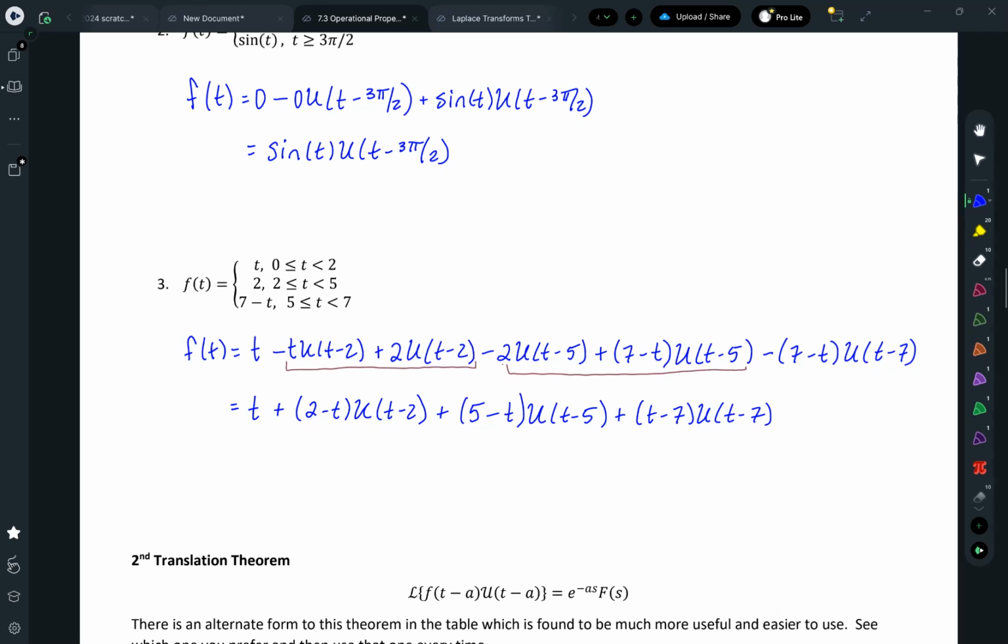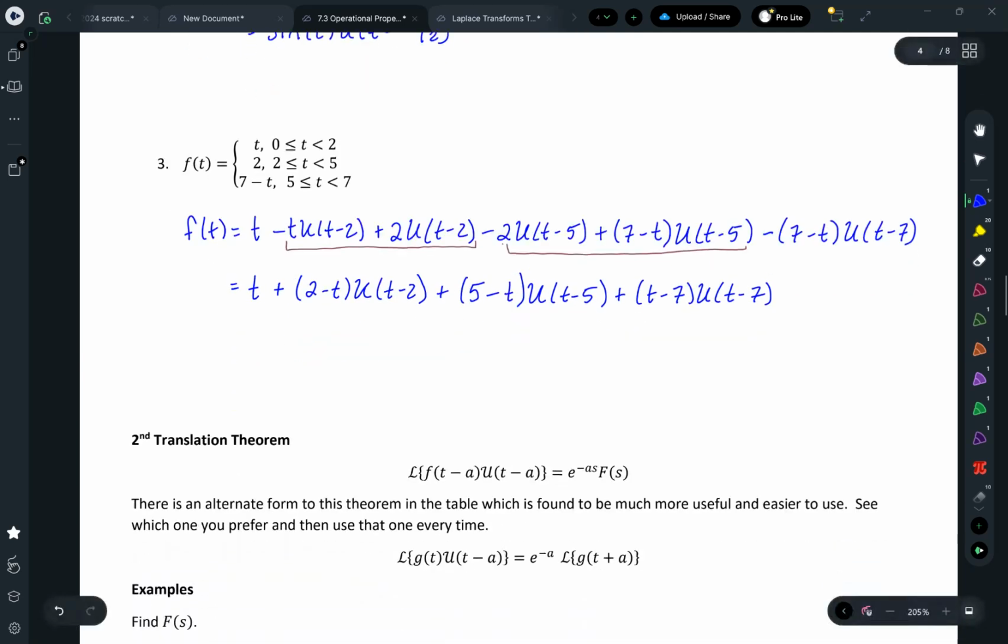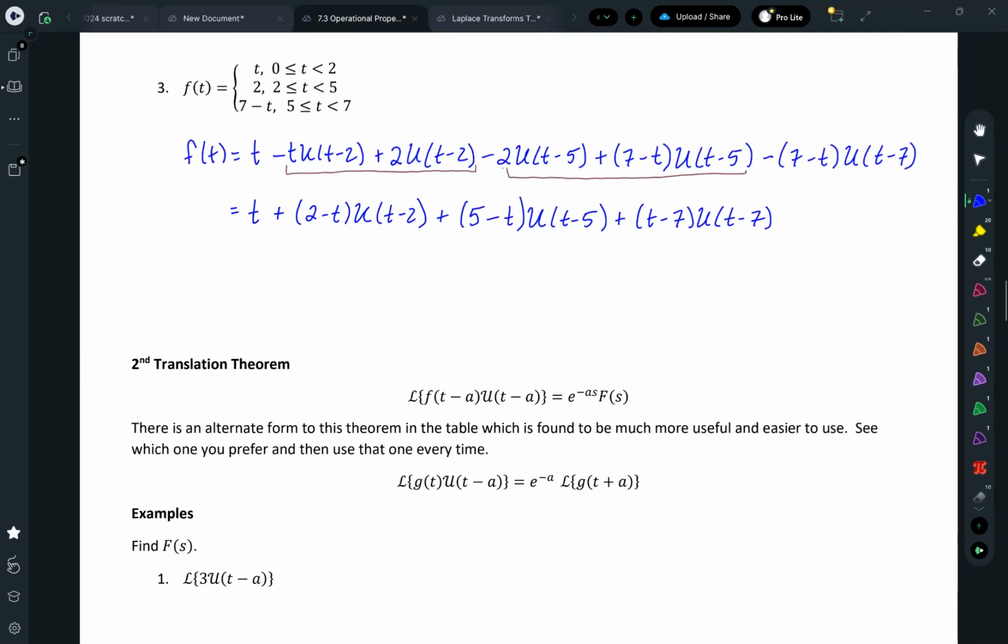Now we can actually talk about the second translation theorem. First, we got to get to know the tool, then we can use the tool. So if we're trying to take the Laplace transform of a function f that has a shift, t minus a in it, and it's multiplied by a unit step function of t minus a, then that u of t minus a is going to introduce an exponential multiplier in the s world.